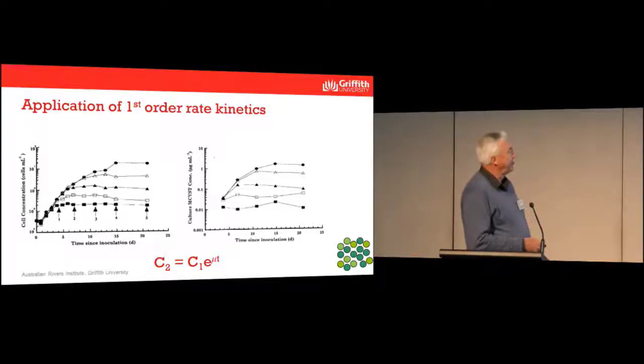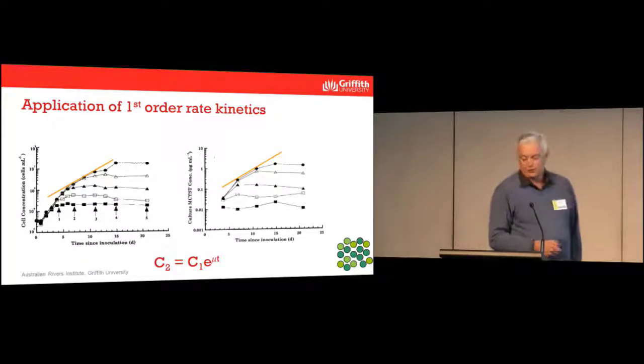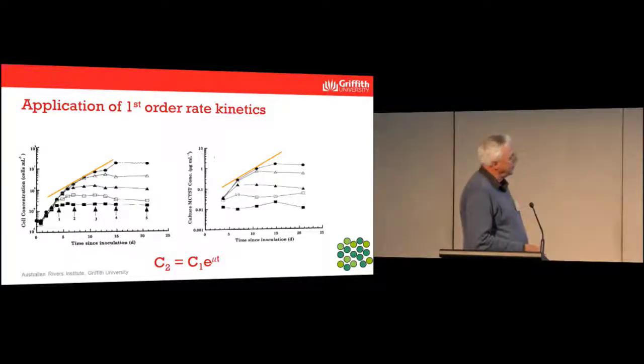To take that a little further, if we measure the time period between two of our harvests, harvest 2 to harvest 3 in this case, and measure the slope of that line, because this is on a log scale, that slope corresponds to the first order rate constant of an exponential, of a first order equation.